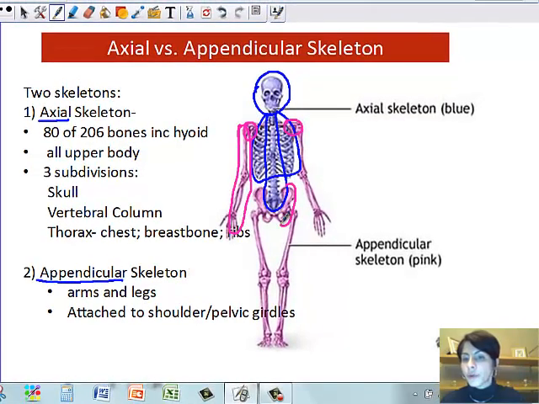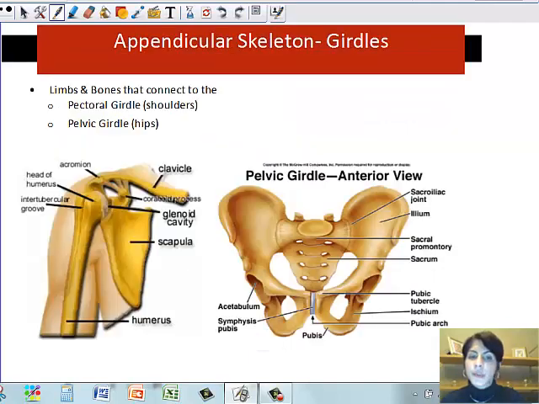So here we're taking a look at the pelvic girdle and the shoulder girdle. This is a really great close-up of what these girdles look like. So you can see where the humerus, or the upper arm bone, articulates with several bones here, including the clavicle and the scapula, as well as the pelvic girdle. So you would have your femur attached here, articulating here.